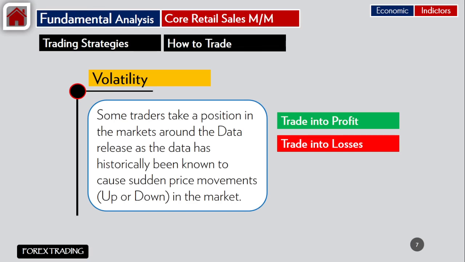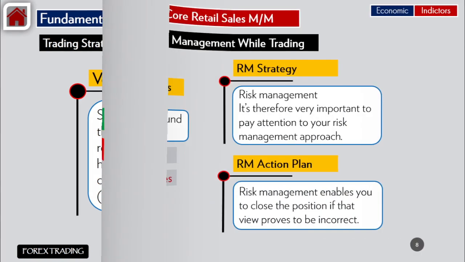So what are the trading strategies? How do you trade core retail sales on a monthly basis when the data comes out? Definitely, you will see volatility in the market, positively or negatively. Prices may go up or may go down. This is where the forex traders come in and look at the data and develop their strategies. Based on their strategies, they can either trade into profit or trade into losses. This is where it becomes tricky. You have to be experienced enough and vigilant enough to understand and read the data, what it means, and then you can go into a trade.